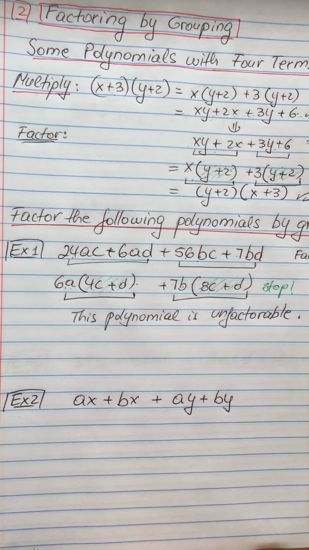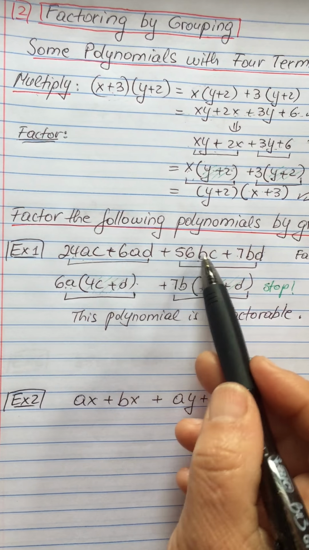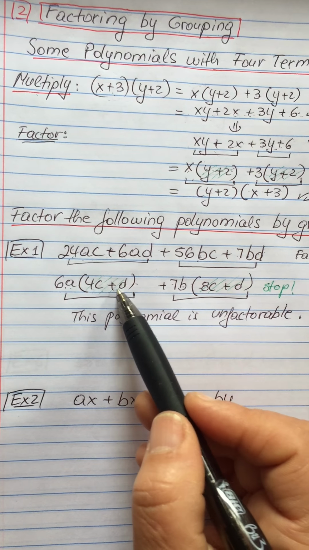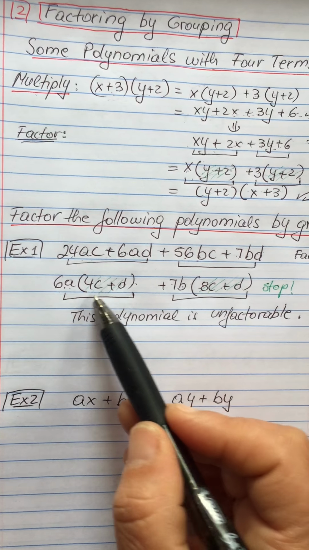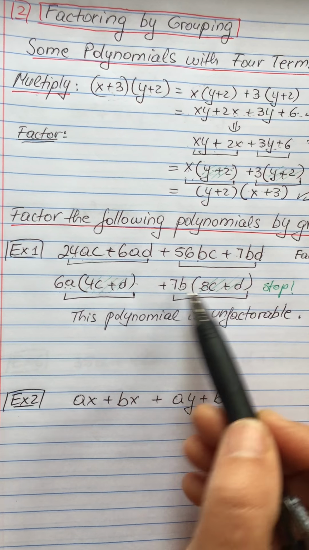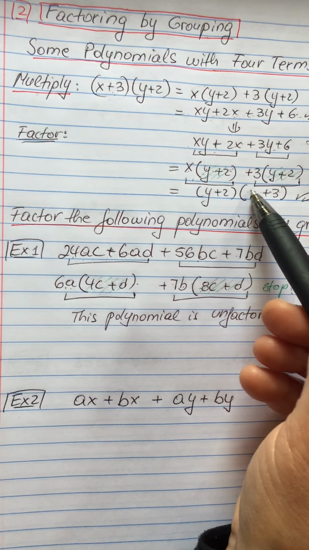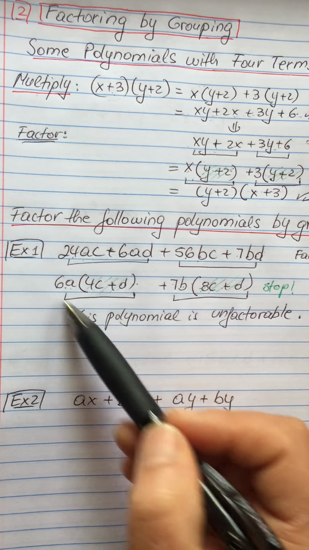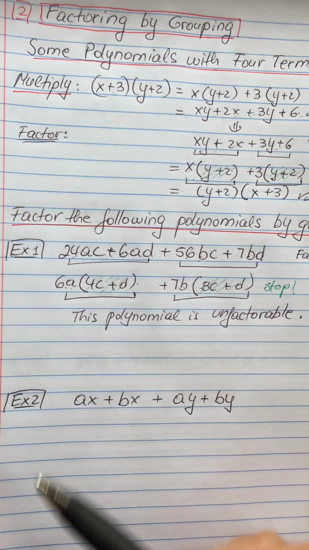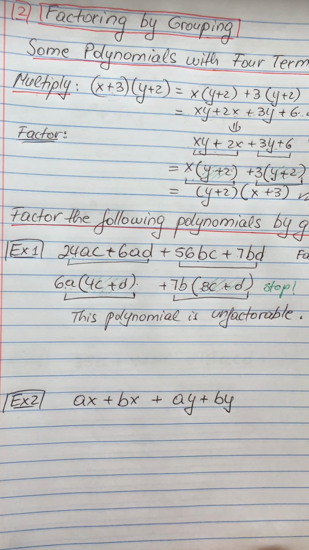We cannot factor. Why? Because even though we factored the groups, we cannot continue factoring because the groups do not have a common factor now in order to continue as we did here. Okay? So not always are we able to factor. Now let's go to the other example.